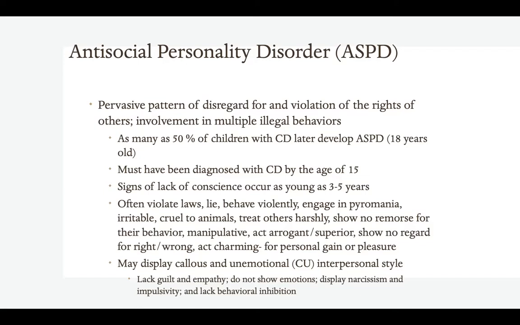I talked about the id, the superego, and the ego earlier on in the semester. The superego talks about morals and values, and they tend to have a lack of this kind of conscience. They're very, very selfish by nature. They often violate laws. They can commit crimes. They often lie. They behave violently, engage in pyromania, or really, setting fires to things. Very cruel to animals. Treat other people harshly. They're very manipulative in what they do.